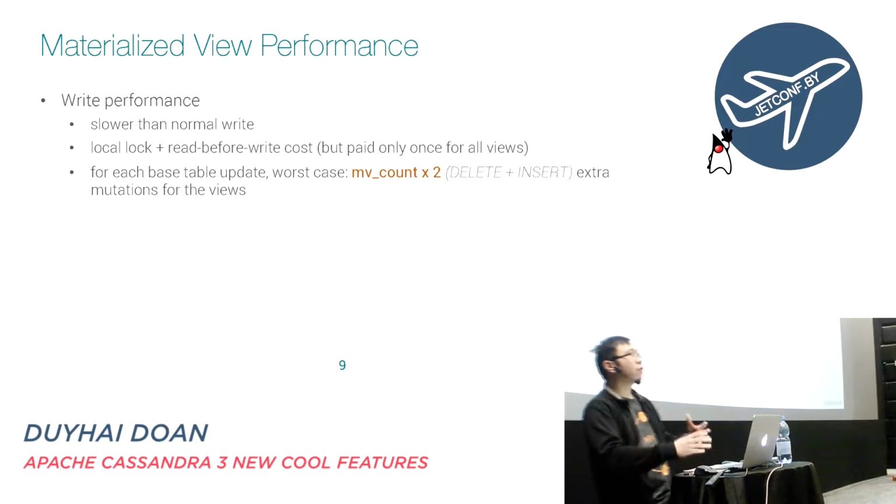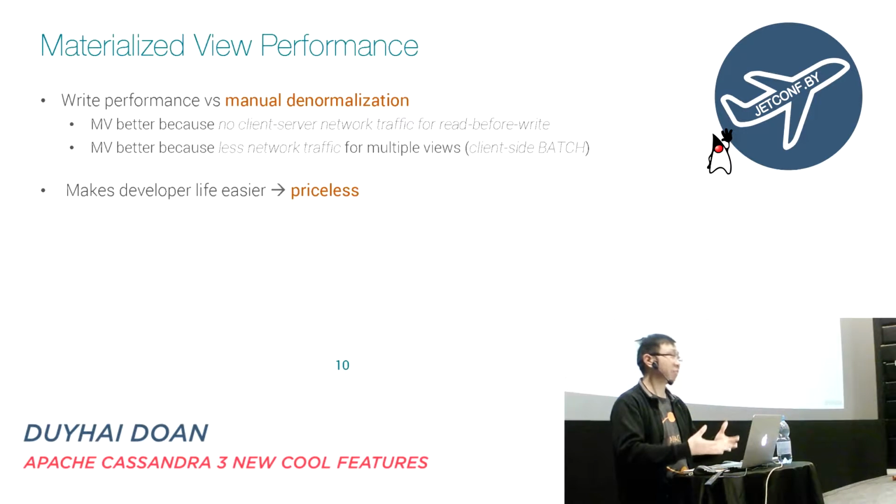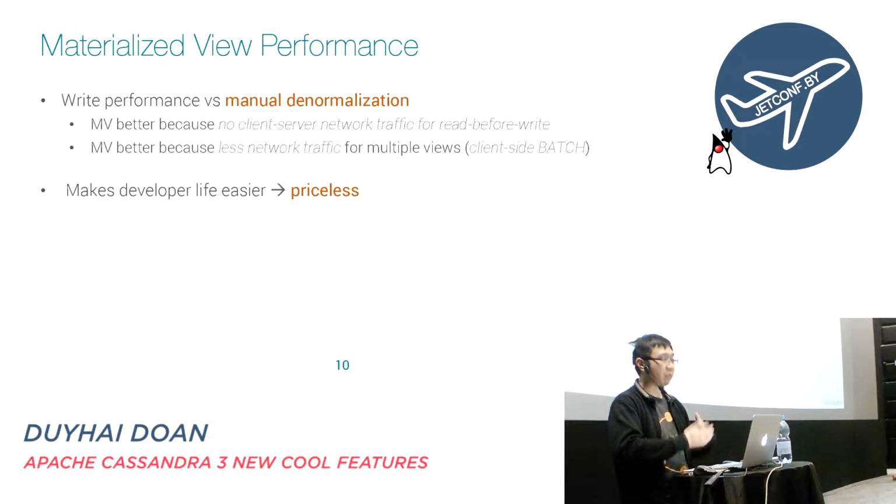Now, if you want to compare the performance against the case where you have to denormalize manually, it is better because when you are using views, the update is done inside the cluster. It doesn't go back to the client. Okay, so you are saving some network traffic and it makes your life easier as a developer.